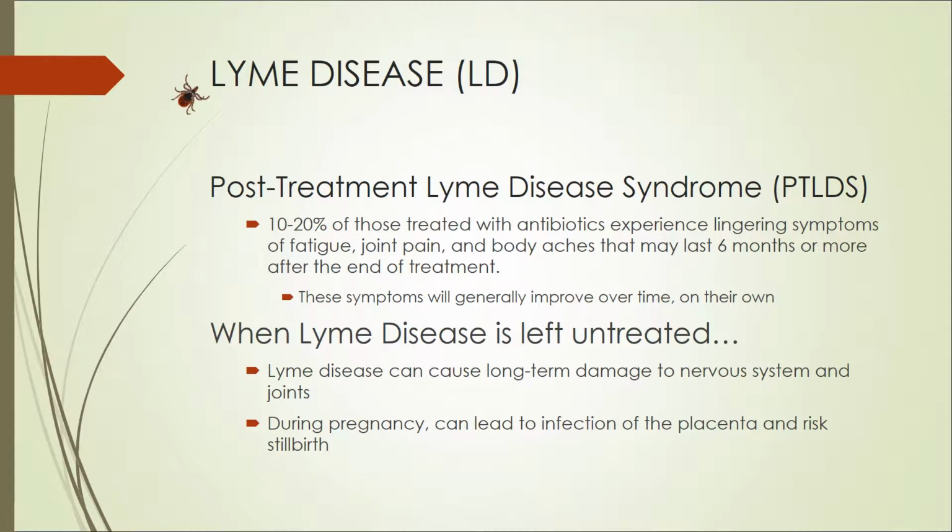When Lyme disease is left completely untreated, it can cause long-term damage to the nervous system and joints of the body. If left untreated during a pregnancy, it can lead to an infection of the placenta and could put the baby's life at great risk.